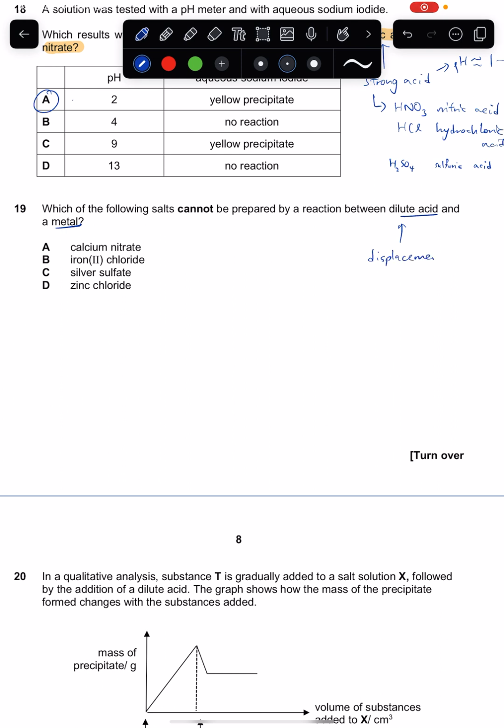And what's displacement? The more reactive element, by itself, kicks out and replaces the less reactive element in the ion form.